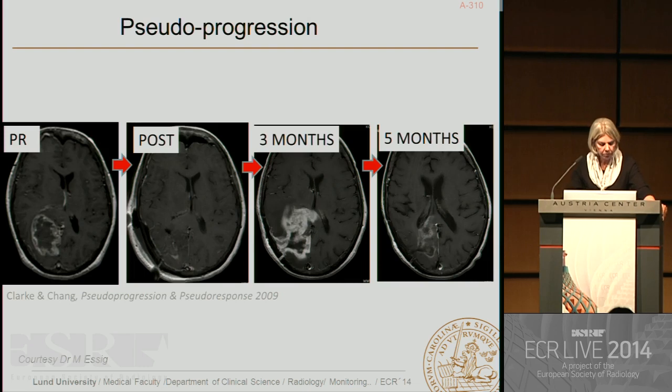Here is a case given to me by Marco Essig, now in Winnipeg in Canada, that is from the literature. You can see pre-treatment, post-treatment, the patient post-surgery had a resection, and then 3 months into therapy, this large pathologically enhancing area with areas of necrosis or cysts in this region, and then 5 months following therapy with no change, you can see that the contrast enhancement is fading away, another case of pseudo-progression.